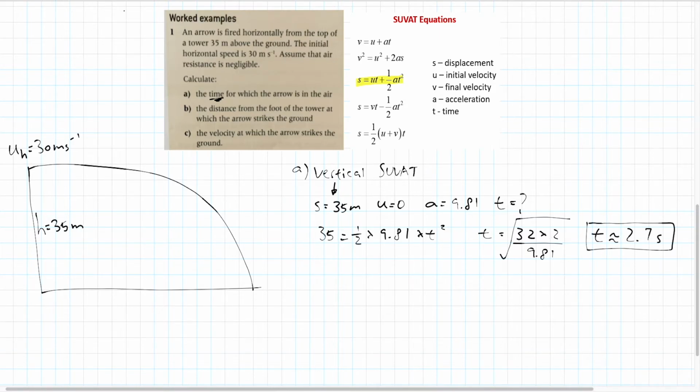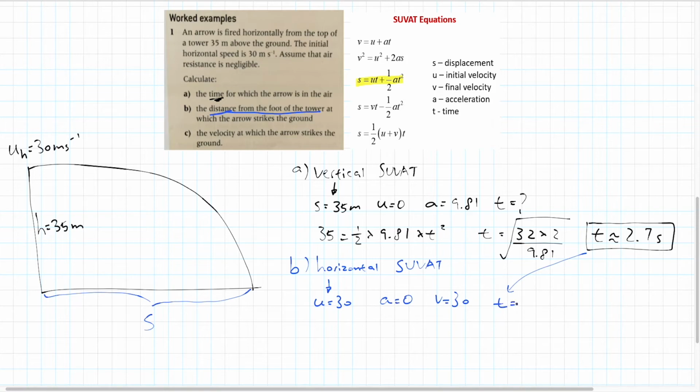In part B, we are asked to find the horizontal distance, s. Let's first draw that on the graph. It is just the distance from the foot of the tower till the point at which the object impacts the ground. In this case, we should use horizontal Suvat. It is given that u horizontal is 30. And because acceleration in horizontal Suvat is always 0, the final velocity v for horizontal Suvat should also be 30 in this case. And as we know that t is 2.7 seconds, we should also use this value here.